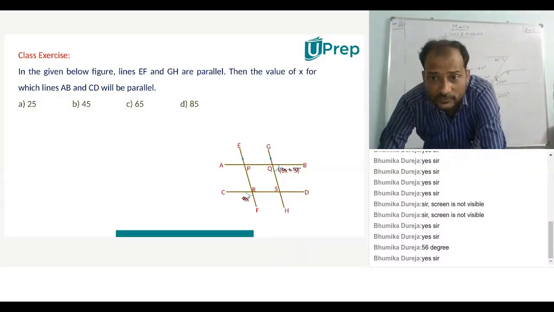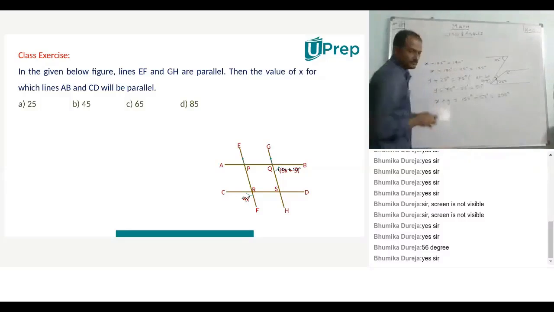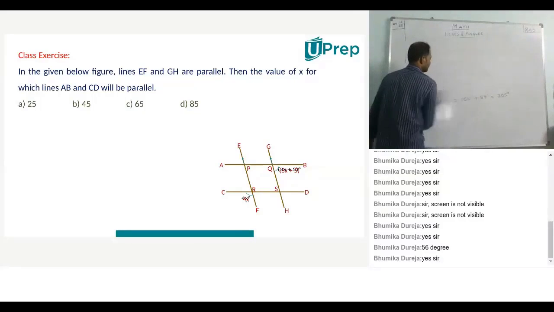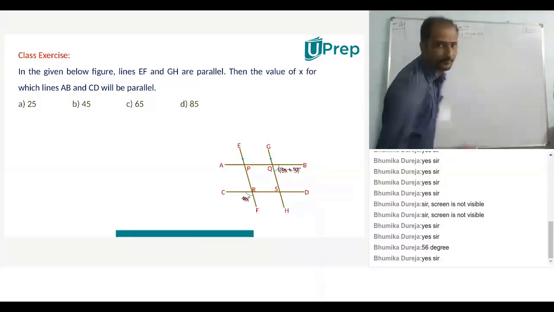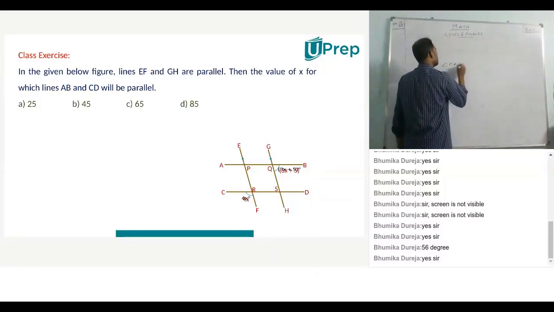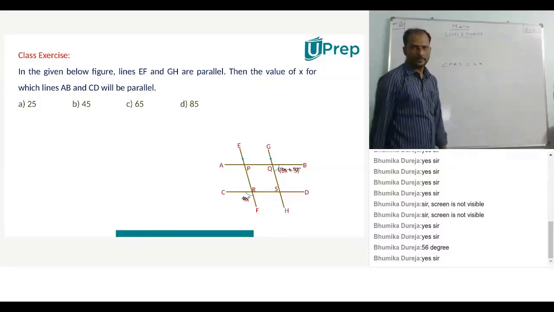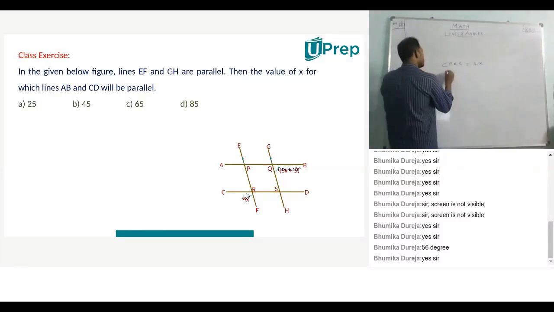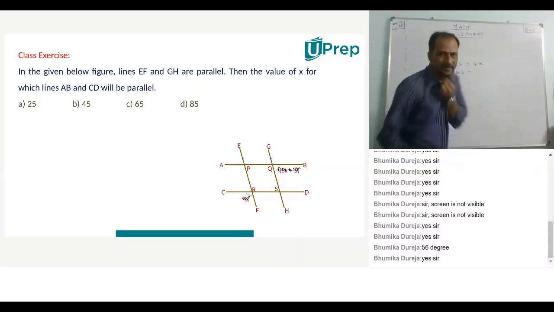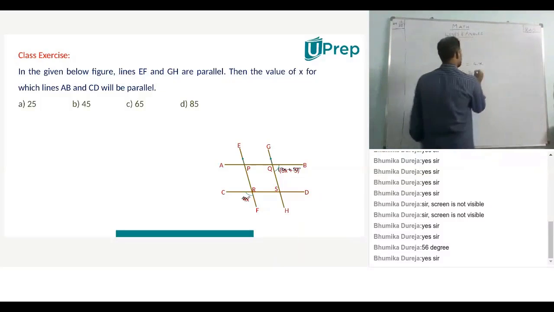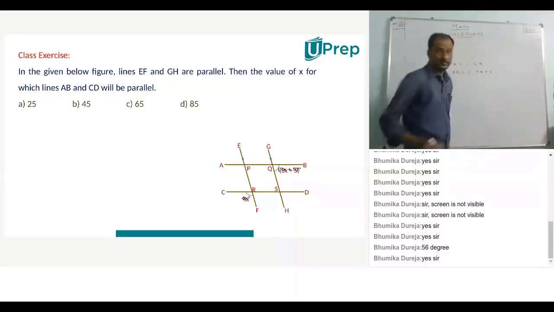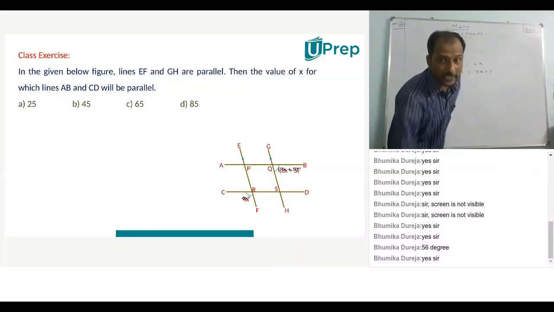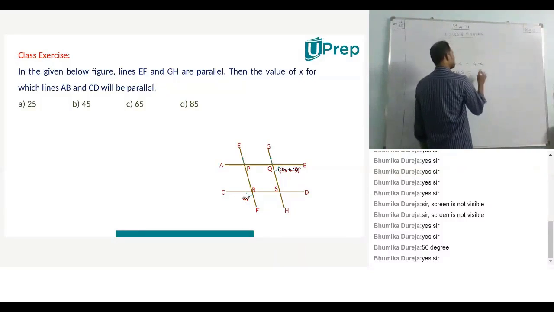Why 4x? Because of vertically opposite angles, right? Yes, sir. So then it will be equal to angle GQB. One minute. Angle PQS will be equal to 3x plus 5. No, wait. Angle PQS will be equal to 4x, we will take.